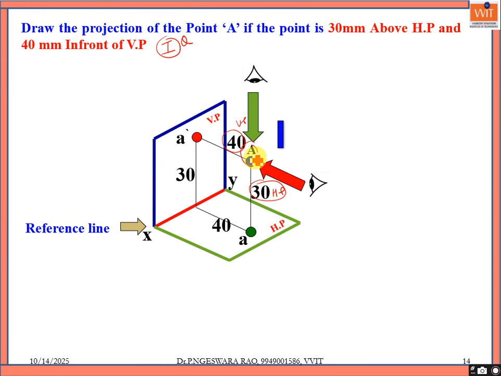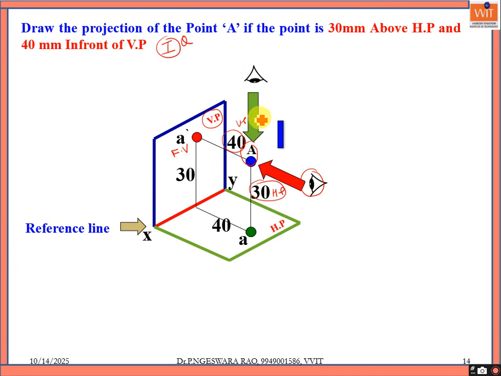So now the object, point A, is there. When we observe from the front, this is the direction of the front view. You know that the front view image we will get on the vertical plane. The image, the shadow of this object on the vertical plane, is what we call the front view. As per standard convention, the point A in the front view is represented as a dash, small a dash. Always remember the image names must be small letters first of all. So here the front view name is small a dash.